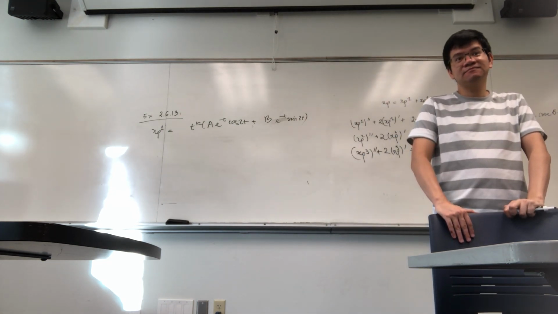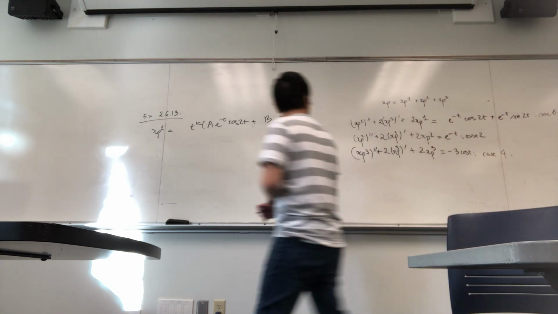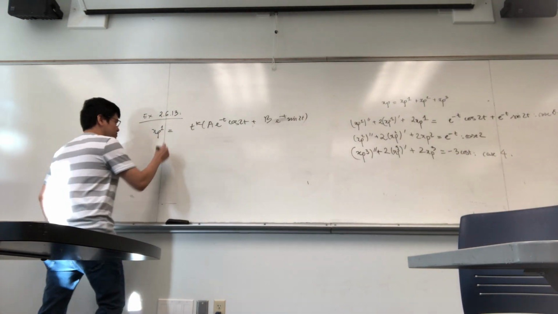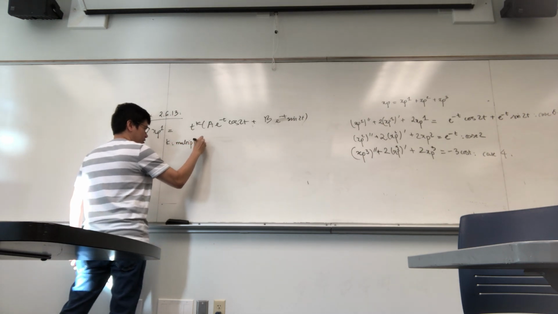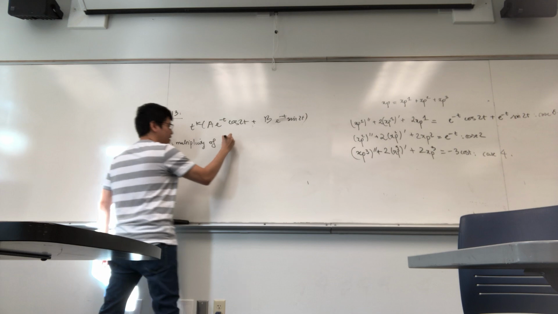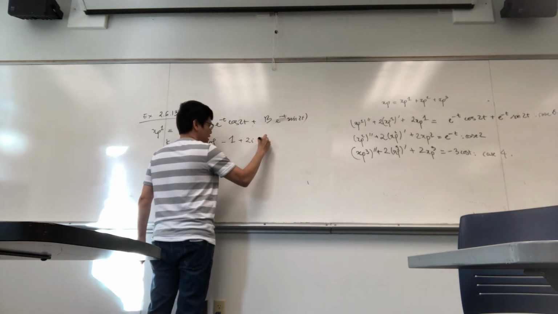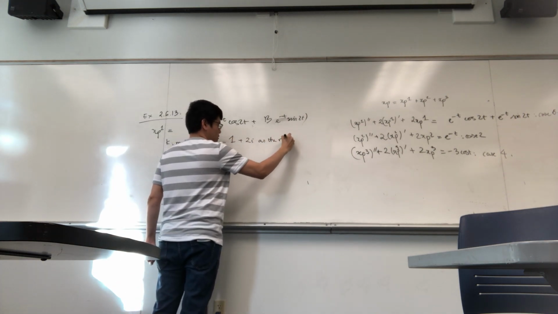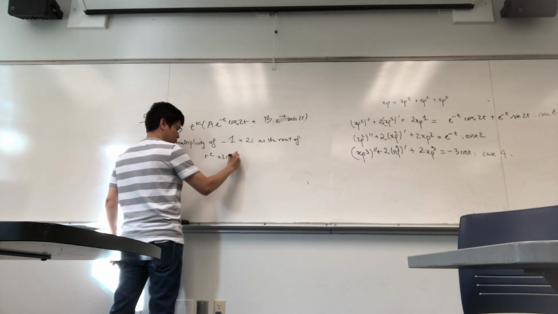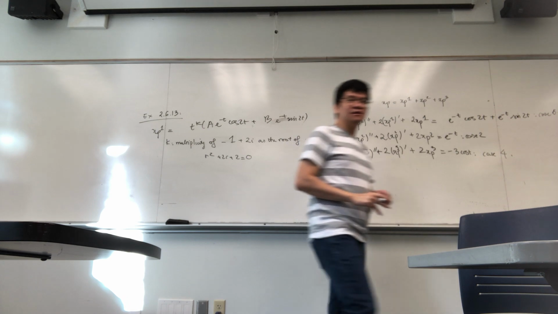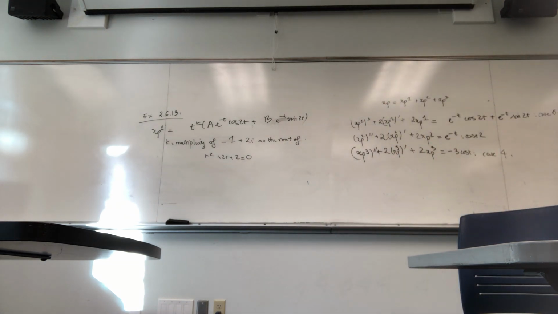Negative 1 plus 2i. Yes. So k is the multiplicity of minus 1 plus 2i as the root of r squared plus 2r plus 2 is 0. All right? So what is k?